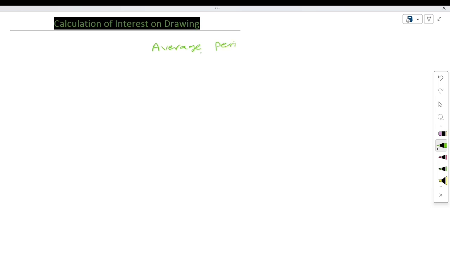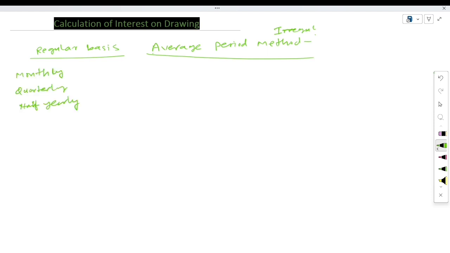Average period method. What would happen here under this method? Actually here the drawing will happen on regular basis. How will the amount of drawing happen here? How can the partner withdraw the amount of drawing? Monthly, quarterly, half yearly. Here the partner can withdraw the amount of drawing.